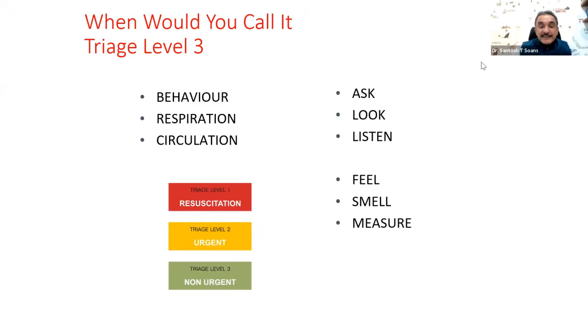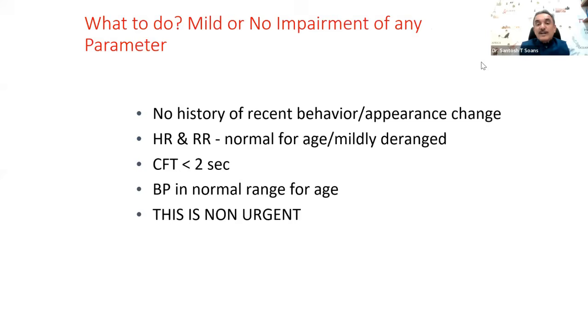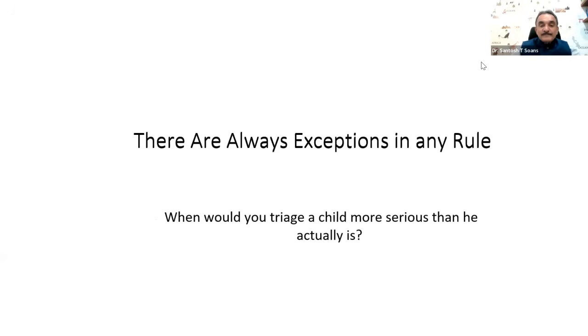Level 3, this is green. After going through all this, these children have no history of recent behavior or appearance change. I told you 3 things, that is their behavior, respiration and circulation. These are the only 3 things you have to look at every time. Heart rate and respiratory rate normal for age or mildly deranged, CFT less than 2 seconds, BP in normal range for the age. This is not urgent. You just need to treat the symptoms or the disease and you can send them home.